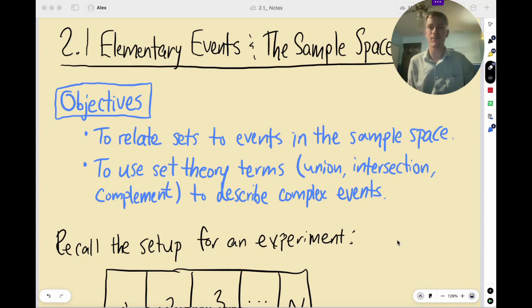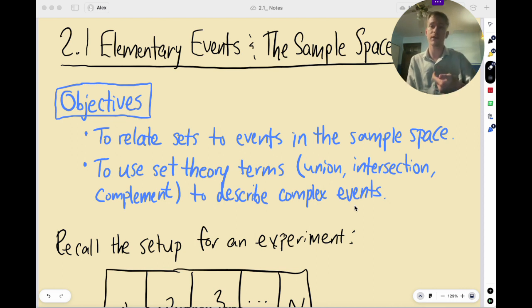Hey math fans, welcome to Chapter 2, Probability Theory. We're going to start off with 2.1, which is elementary events in the sample space. In this lesson, we're going to relate sets to events in the sample space. We're also going to use set theory terms like union, intersection, and complement to describe complex events.